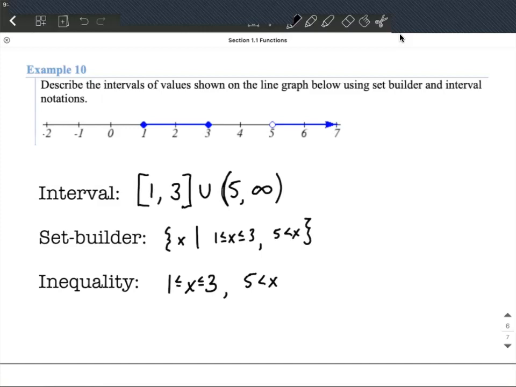I hope this helps out as you're working on converting back and forth in between graphs, interval notation, inequality notation, and set builder notation. Good luck.